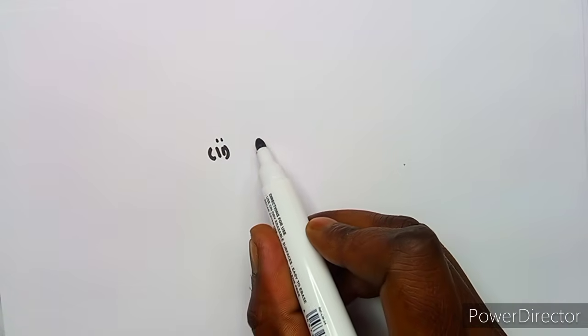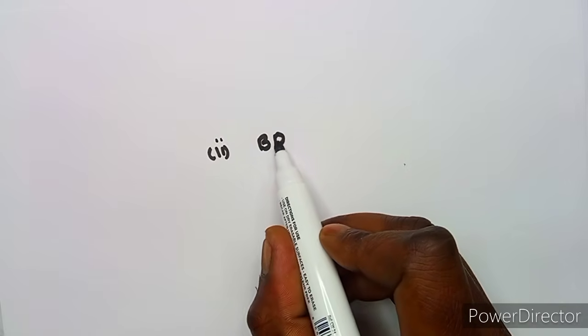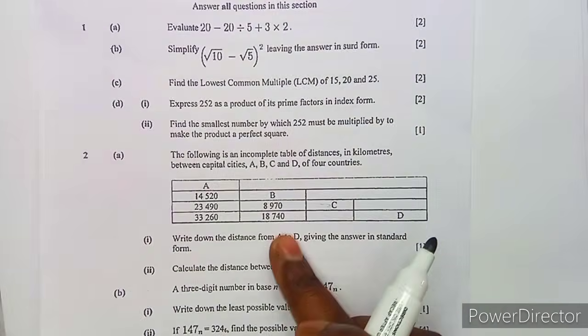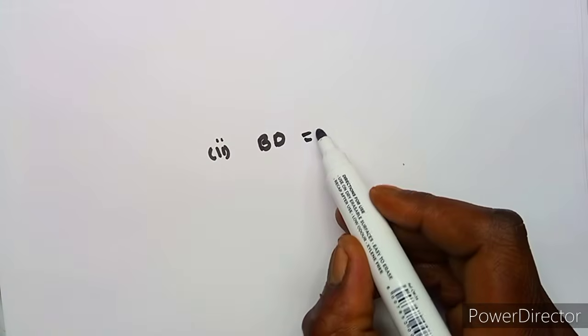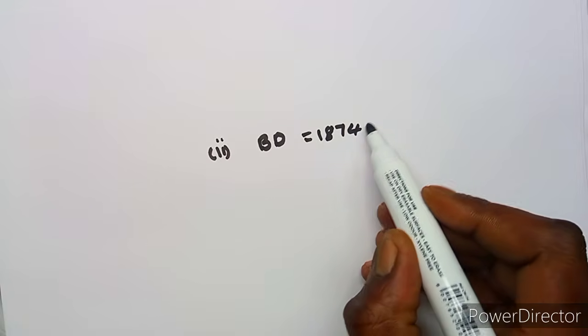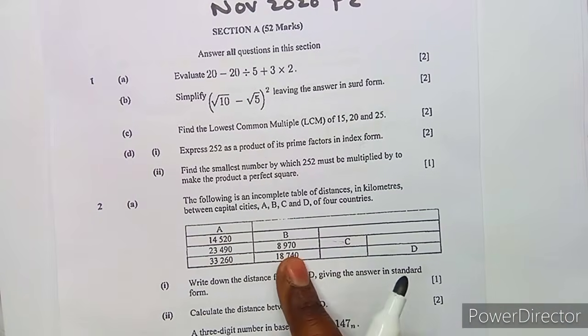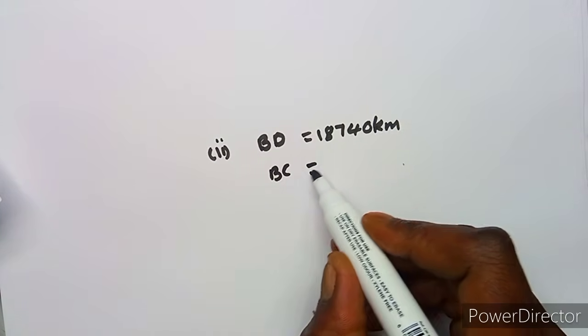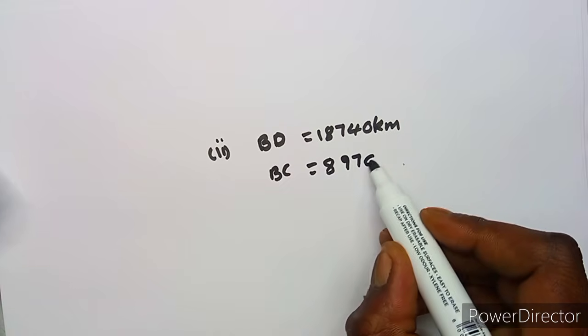We say the distance between B and D, that is from B to D, is 18,740 kilometers. The distance between B and C is 8,970 kilometers.